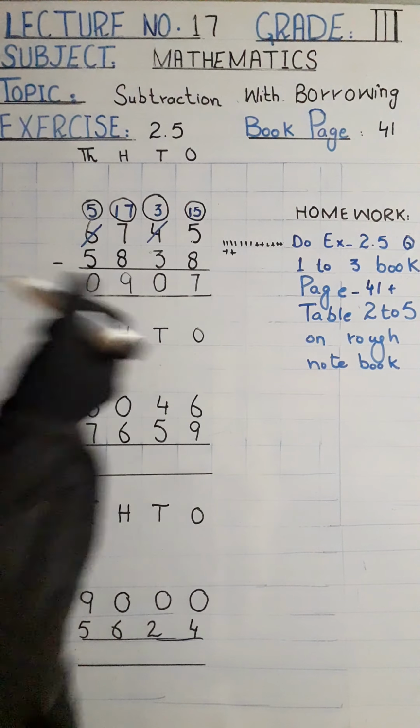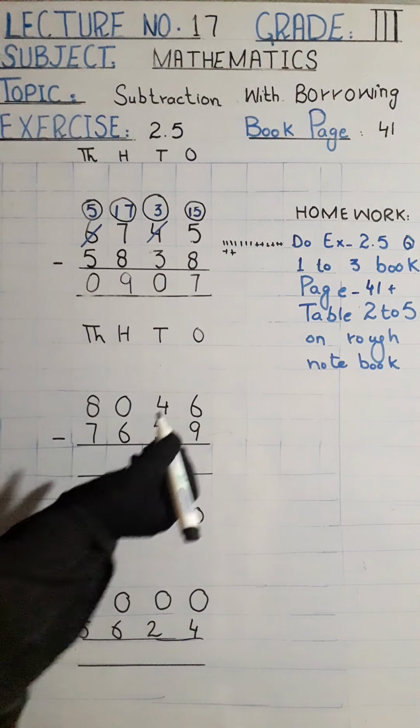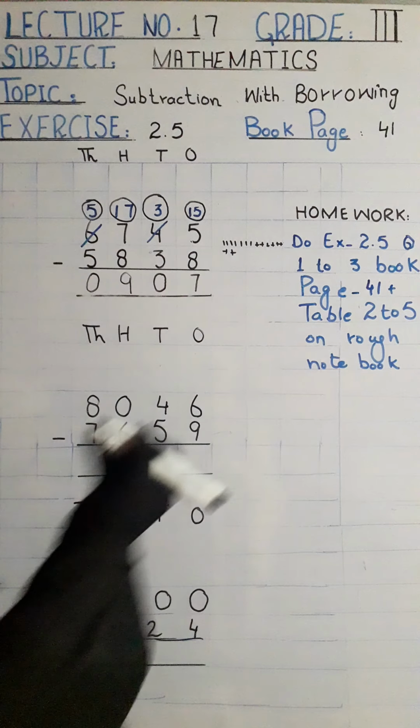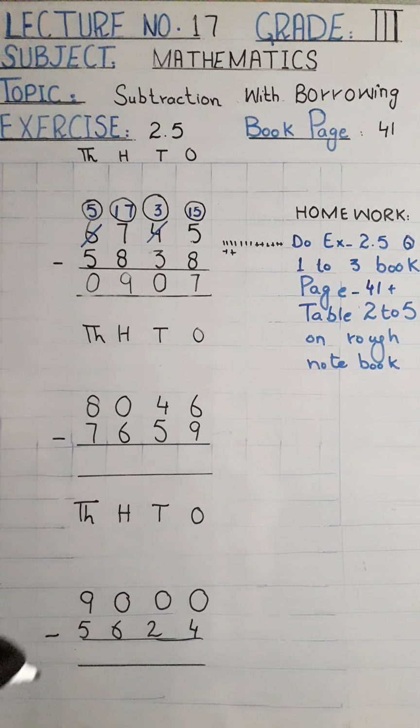Move towards the next example. Again, look at the ones digit. It's the ones digit again, 6. Can you remove 9 from 6?